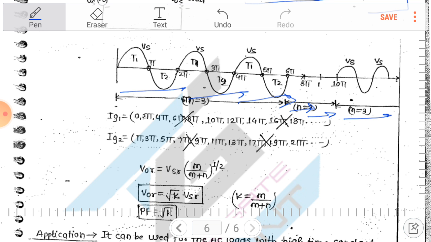So which gate pulse do we have to pass and which gate pulse do we have to avoid? Here from 0 to 4 pi we will pass the gate pulse, and at 6 pi and 8 pi gate pulse will not be supplied, so the thyristor will not switch on. Similarly 16 pi and 18 pi will be switched off. In negative cycle 7 pi and 9 pi gate pulses are not provided.